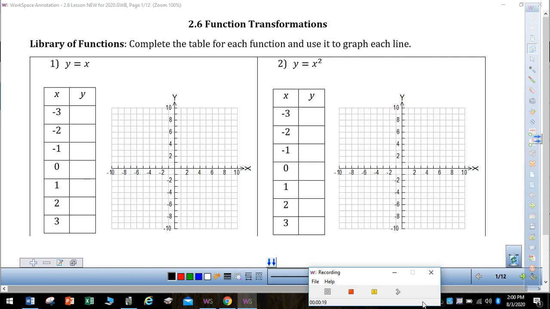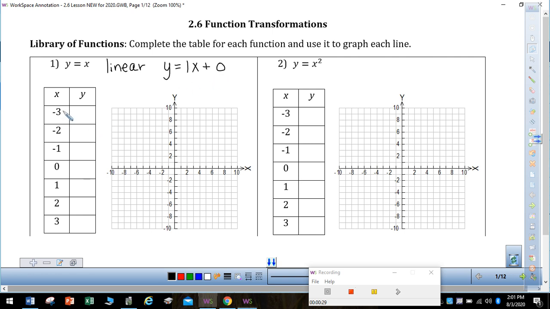Now, although we have been focusing on linear functions primarily throughout this unit, some of the functions that we look at today are nonlinear. Let's get started with y equals x. This is linear. It's one of the most basic linear functions that we have. If you think about this being in slope-intercept form, it's kind of like it has a slope of 1 and a y-intercept of 0.